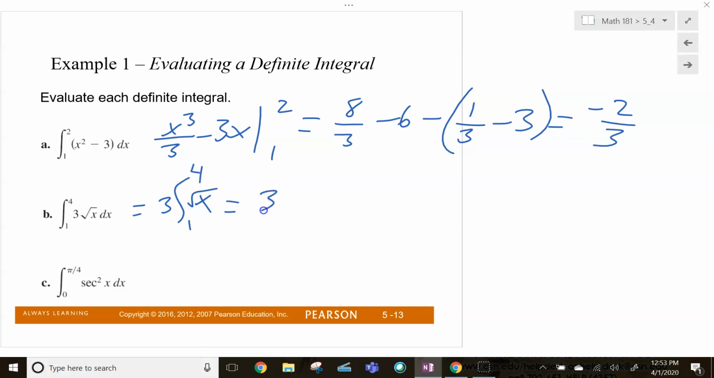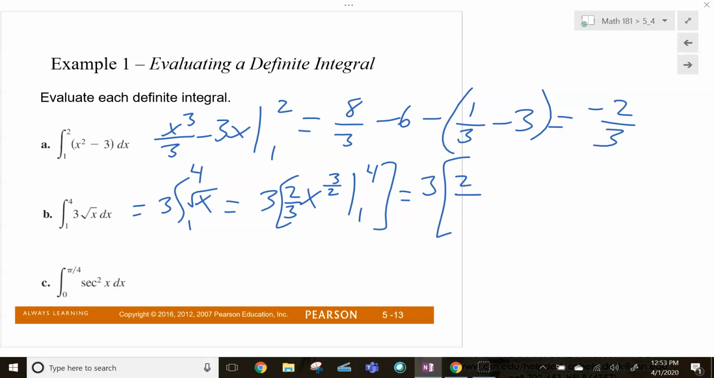Here you can push the 3 out in front if you want to before you run this integral. So we've got 3, and then we've got x to the, now it's to the 1/2, so 1/2 plus 1, we've got 3/2 all over 3/2. In other words, keep change flip, 2/3 from 1 to 4. And now we're going to throw in the 4 to the 3/2, and then we're going to throw in the 1 to the 3/2.